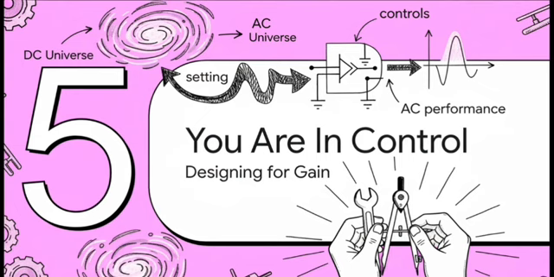Okay, so now we can finally bring our two universes back together. You see how it works? We use the DC universe to set the stage, to get everything just right. And those choices we made in the DC world directly control the performance we get in the AC world. This is the moment where you, as the designer, get to take complete control of your circuit.